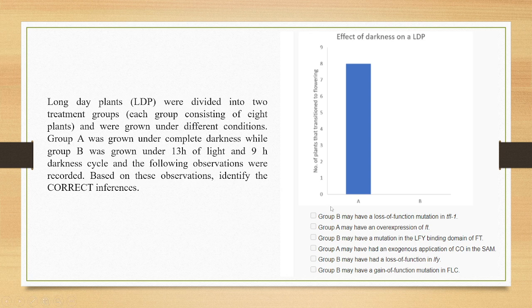The options are: Group B may have a loss of function mutation in TFL1. Group A may have an overexpression of FT. Group B may have a mutation in the LFY binding domain of FT. Group A may have had an exogenous application of CO in the SAM. Group B may have had a loss of function in LFY. And Group B may have a gain of function mutation in FLC. I'll give 3 minutes to solve this question, and after 3 minutes, I will switch the screen. So you can solve it.